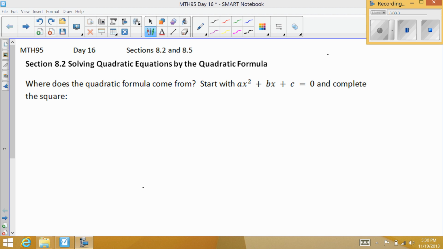So you're familiar with the quadratic formula, but have you ever wondered where the quadratic formula came from? Now that we know how to complete the square, we can actually derive the quadratic formula. And by the way, no, you do not need to know this for the test, but it's good for everyone to see where it comes from. So we're going to start with the quadratic equation in quadratic form, and we're going to complete the square.